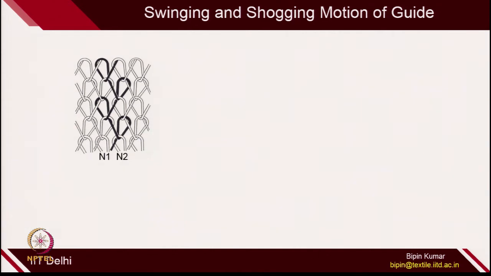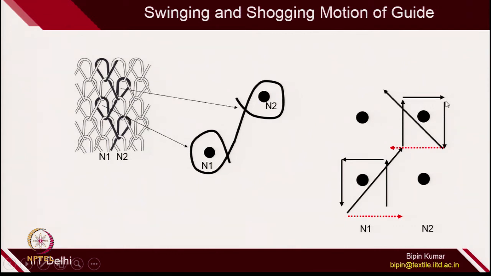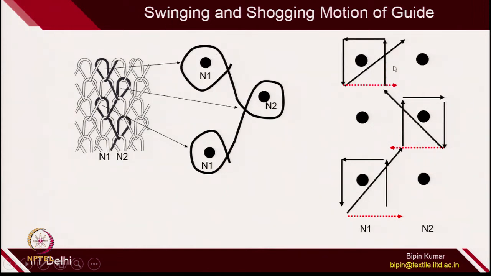This is the swinging and sogging motion for this particular simple structure. First the guide comes to needle N1, then for making the loop it follows one swinging, then sogging on the front side, then swinging, then sogging on the back side. So these four numbers we have to explain. After that it moves to N2 and again makes the loop: swinging, sogging, swinging, sogging. In the third course it makes a loop again on N1, and again you need to explain swinging, sogging, swinging, sogging. So you can easily understand that to describe the movement of guides, it is just the repetition of swinging and sogging. If you can explain those repetitions in terms of numbers, you can express this fabric structure.